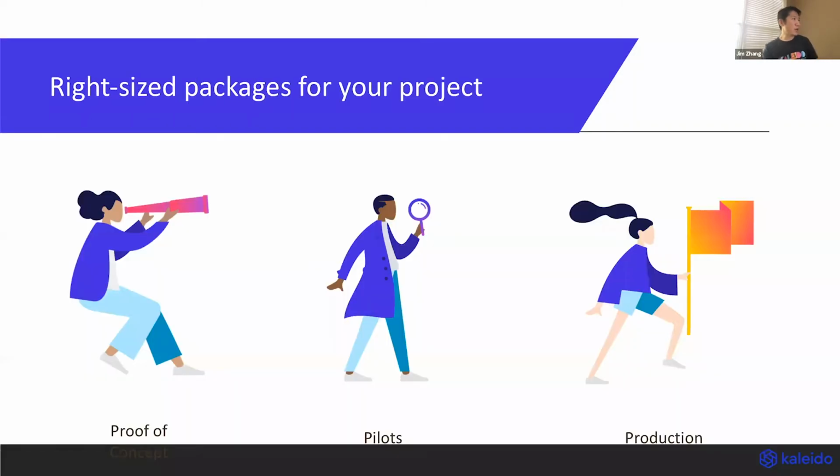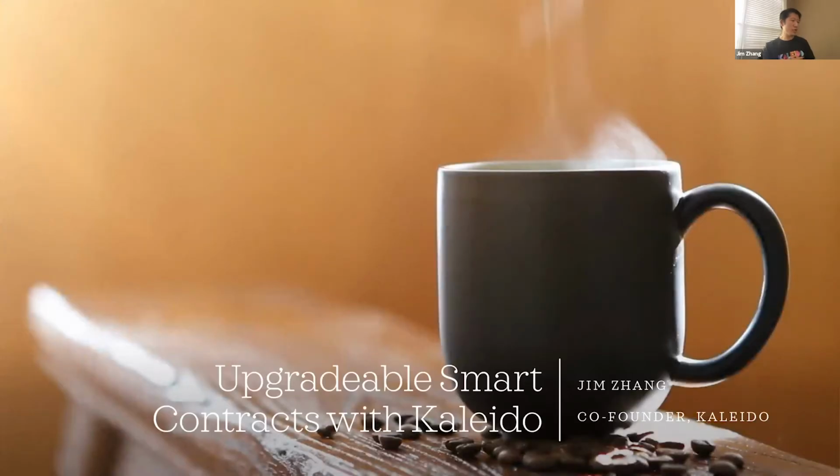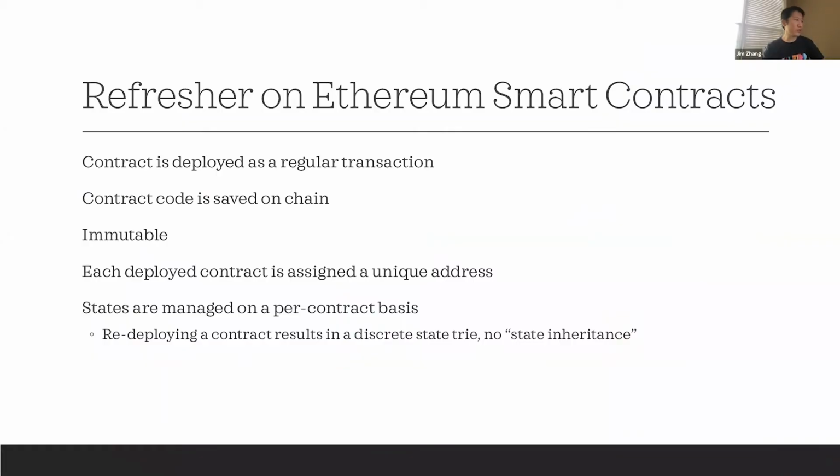So with that, I'm going to transition to today's topic, upgradable smart contracts, what they are, how they work under the cover, and how to use that with Kaleido. So first of all, some background on Ethereum smart contracts. Different design than some of the other competing platforms in the enterprise blockchain space that may offer upgradable smart contracts or similar technologies. Ethereum smart contracts are immutable.